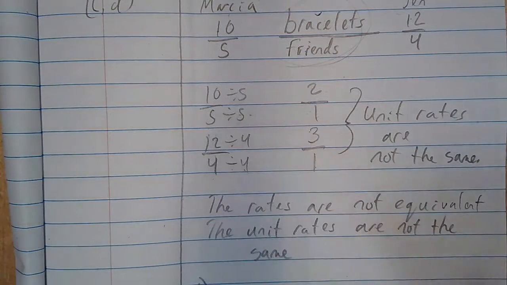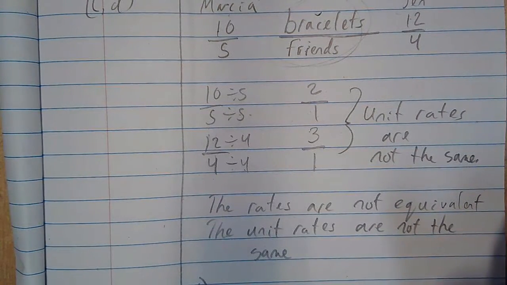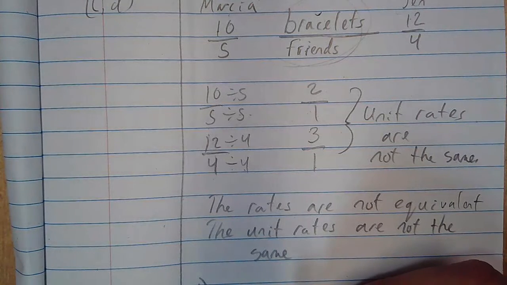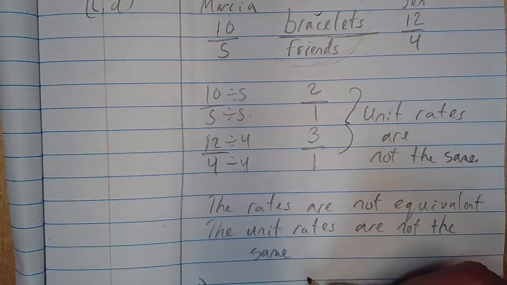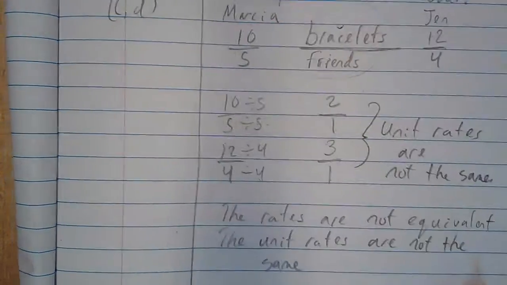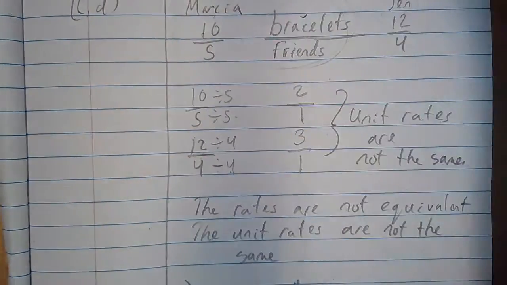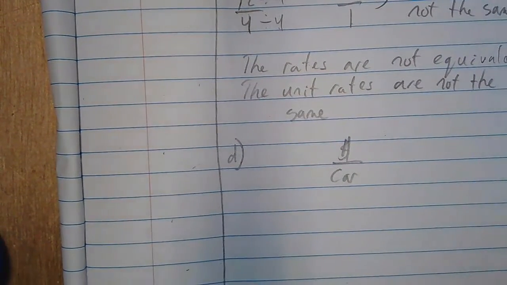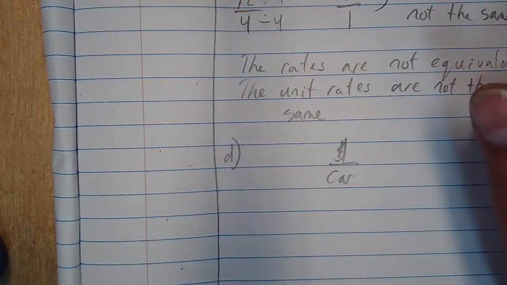All right. Let's do one more. Letter D. Club A raised $168 by washing 42 cars. Club B raised $152 by washing 38 cars. Are these fundraising rates equivalent? Explain your reasoning. All right. Oof. Looks like we're comparing money and cars. So it looks like we're trying to find unit price, but hey, let's just go with rates for now.